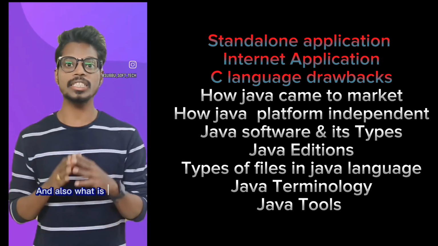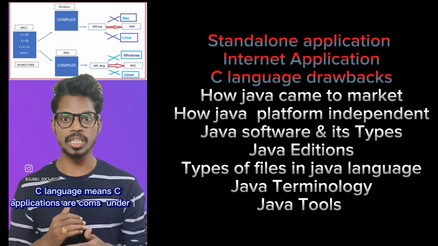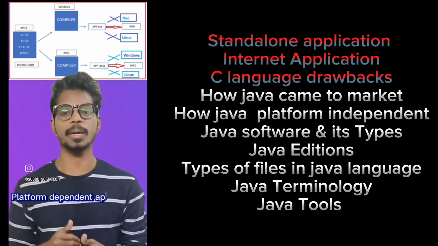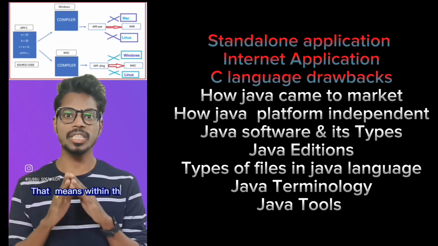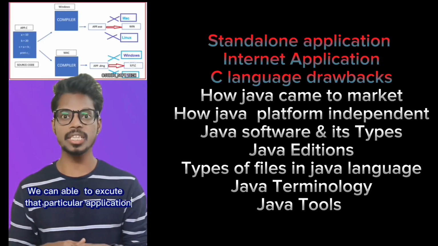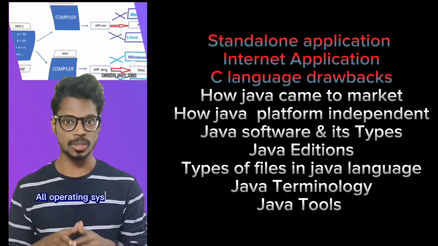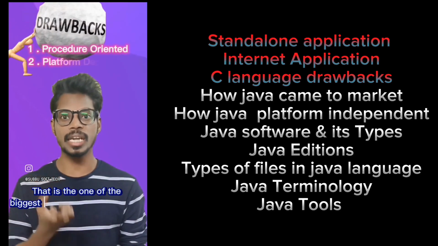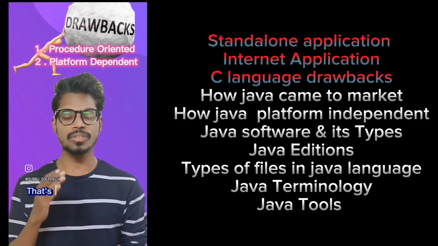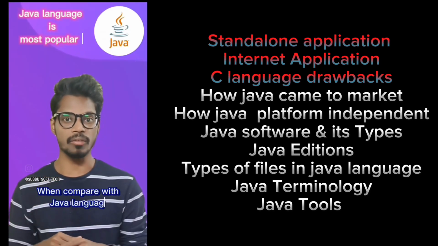And also, what is the main drawback of C language? C applications are platform-dependent applications. That means we can execute that particular application only within the same operating system. That application is not able to run in all operating systems. That is one of the biggest drawbacks of C language, so that's why C language is not that popular when compared with Java language.